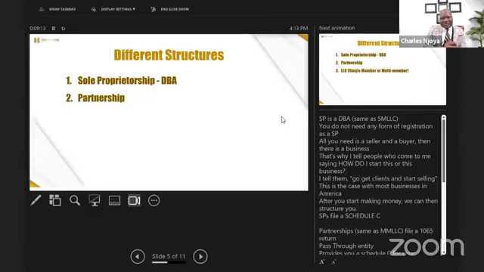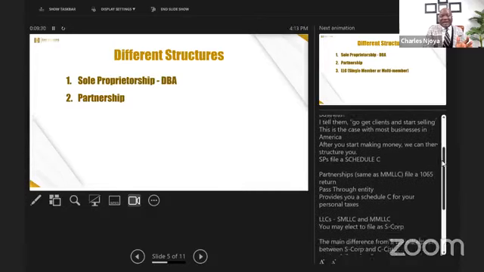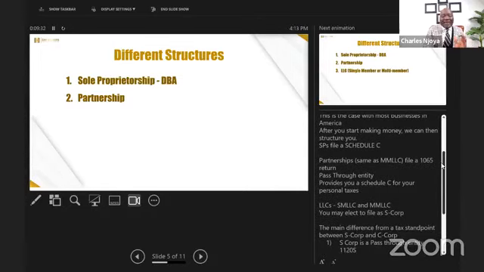Another thing is partnerships. When you talk about a partnership, I mean, with a DBA, with a sole proprietorship or a single member LLC, it's usually a Schedule C. You file a Schedule C on your individual tax return. That's the way it is. So when you talk about a partnership, it's the same as a multi-member LLC.